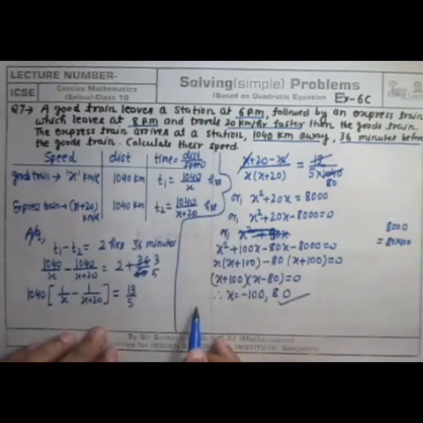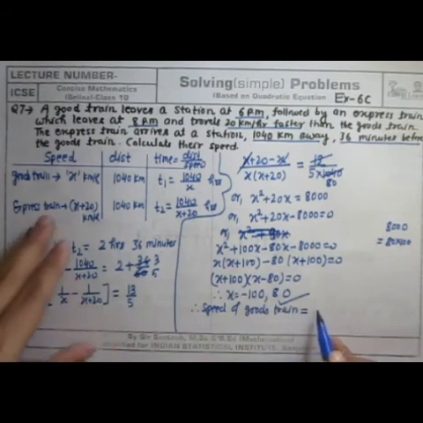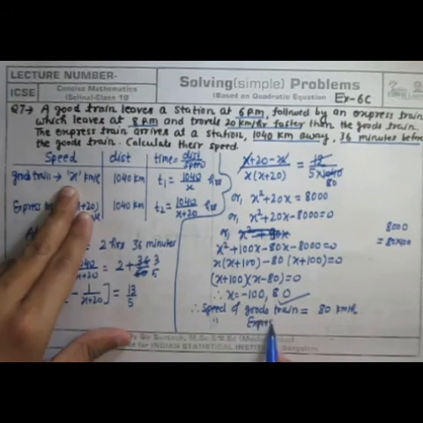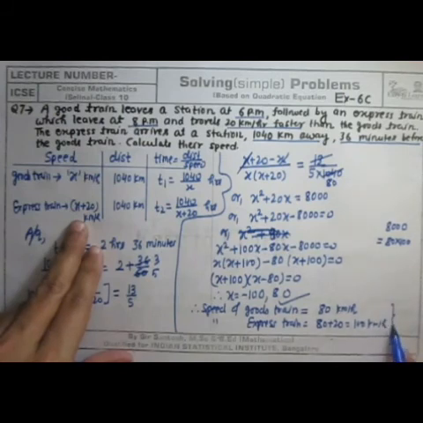Now calculate their speed. Therefore the speed of the goods train is x kilometer per hour, so 80 kilometer per hour, and the speed of the express train is x plus 20, that is 80 plus 20, that is 100 kilometer per hour. So these two are the answer.